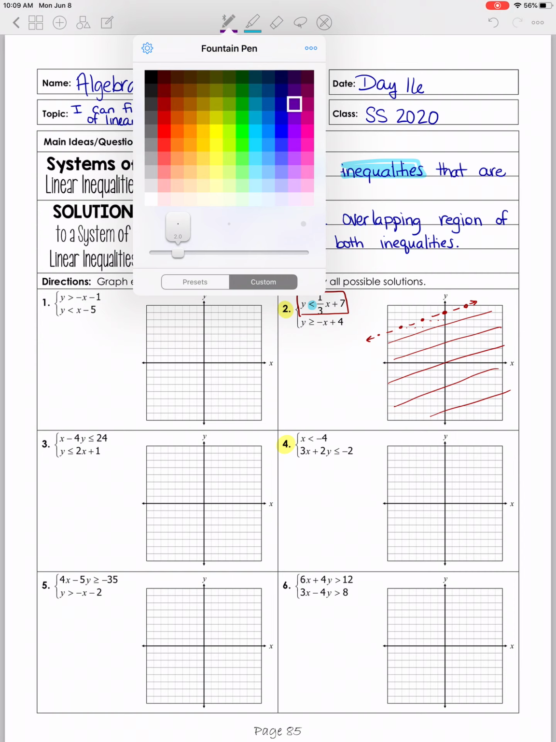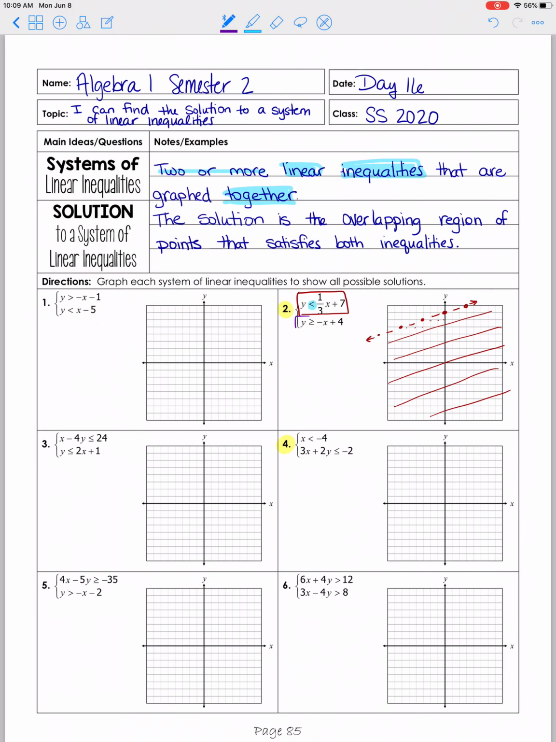Now I'm going to switch colors to purple so we can do the second graph. And we have y equals negative x plus 4. So my y-intercept is at positive 4. 1, 2, 3, 4 up on the y-axis. And my slope, this negative right here means my slope is negative 1/1. So it means I'm going to go down 1 and right 1, down 1 and right 1, all the way across the graph. And then up 1, back 1 to reverse the sequence.